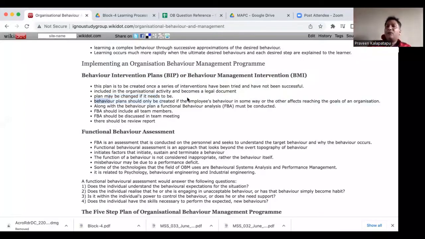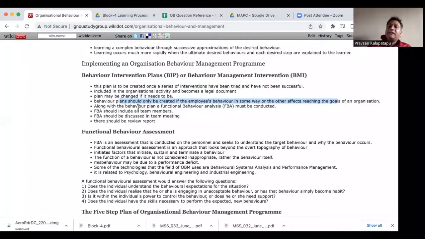right? A behavior plan should only be created if employee behavior in some way affects reaching the goals of an organization. So why are you doing all this? It is not because you have excess time. You try to align goals, and somehow the goals are not getting aligned in the behavior of the employees. Then only you do the analysis. If people are moving towards the goal, what is the need to analyze their behavior and change it? So you feel that there is some misalignment, and that is what you are doing to align it.